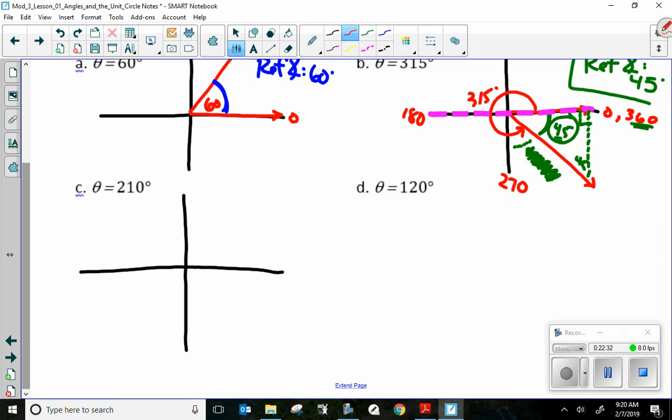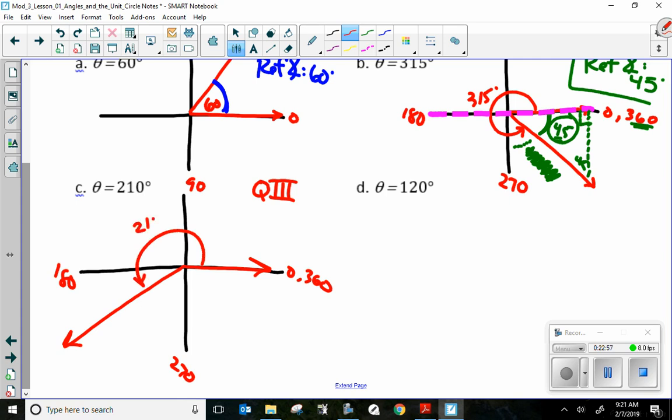All right, 210 degrees. This is 0, 90, 180, 270, and back to 360. I know that 210 degrees is in quadrant 3. It is more than 180. It is less than 270. So if I have a starting angle, it'll be slightly closer to 180. From here to here is 210 degrees. So what's my reference angle? My reference angle is from my x-axis to here, to the terminal side. So if I start at 180 and I go to 210, that's 30.